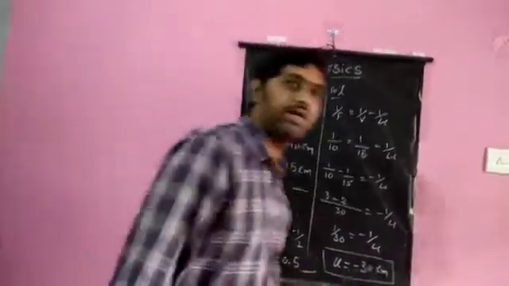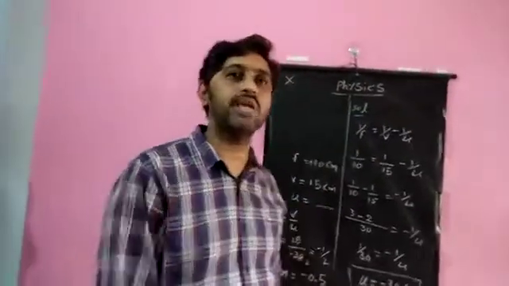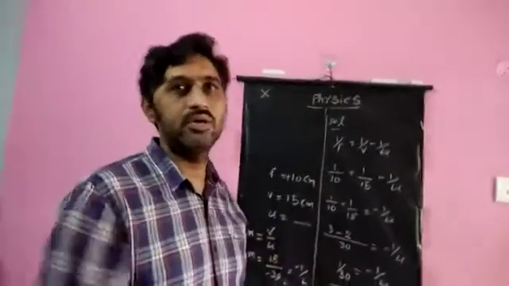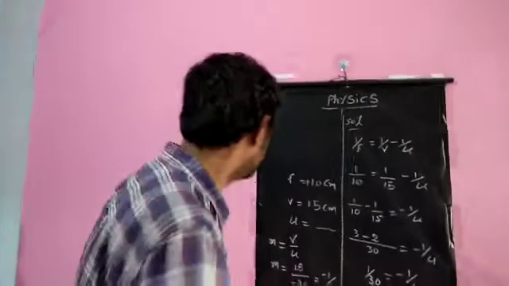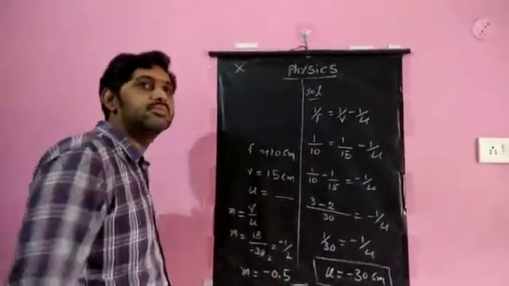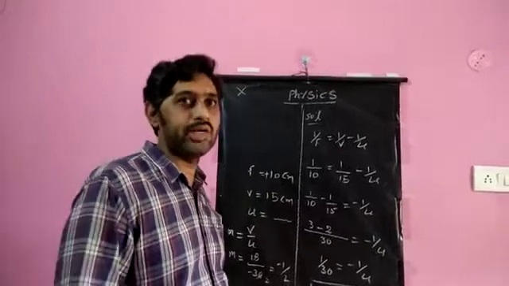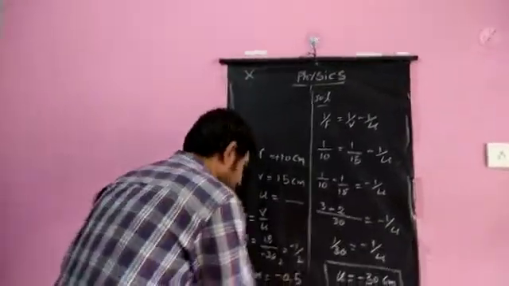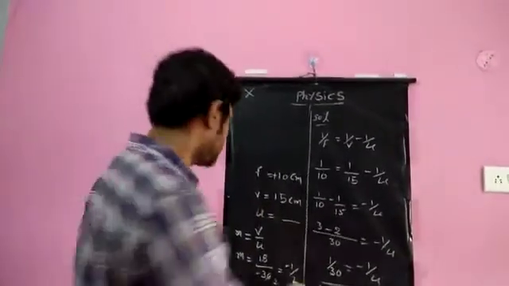Magnification won't have any unit. That is because it is the ratio of the same quantities, height by height, height of the image by height of the object. So the magnification is the ratio of the same things. That's why it won't have any unit. So we'll write just the magnitude, minus 0.5. The negative sign of the magnification indicates that it is a real and inverted image.